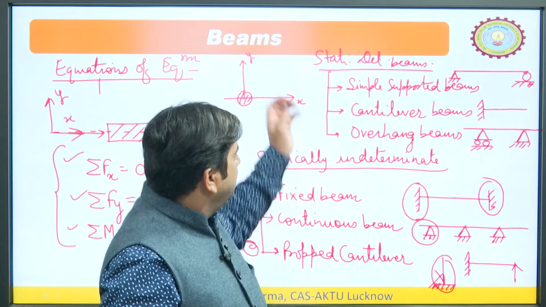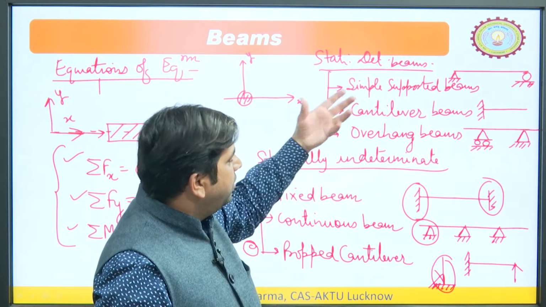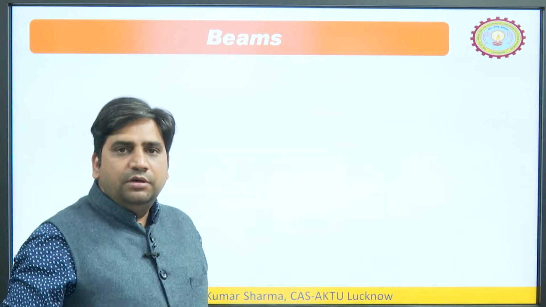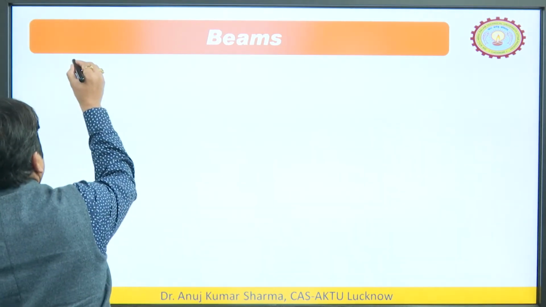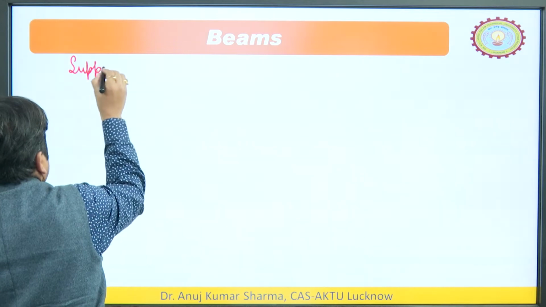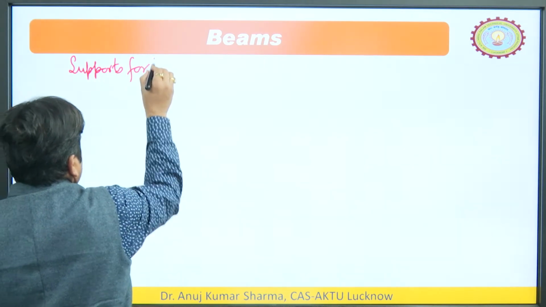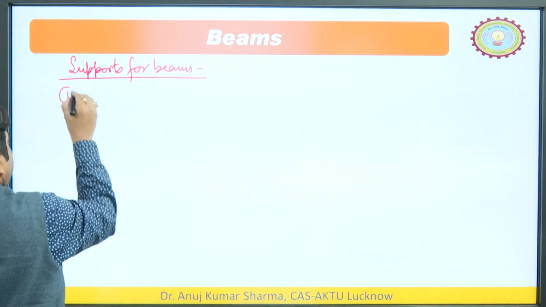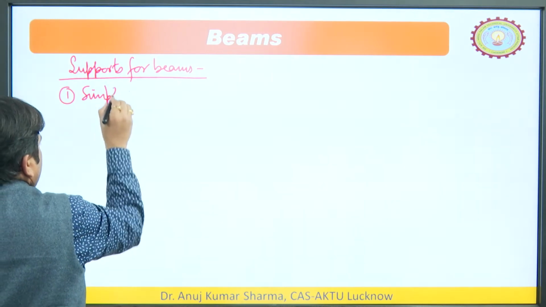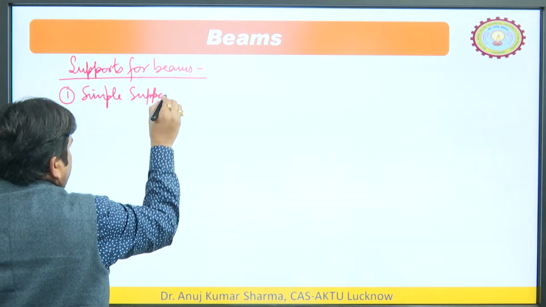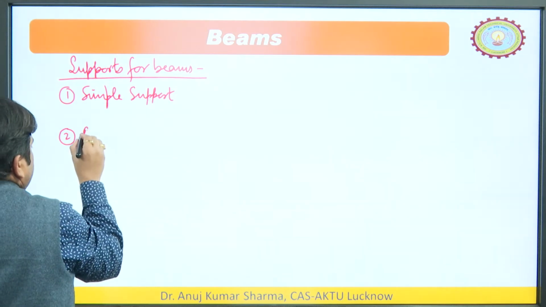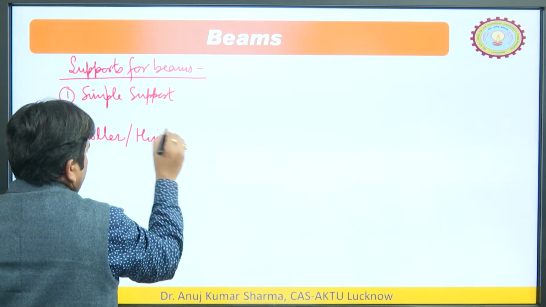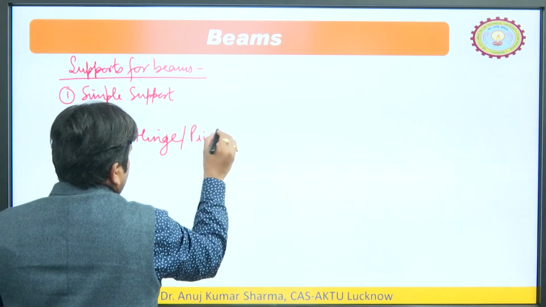Now, before going to solve any numerical problem or to draw the free body diagram of these beams, first we should understand how many types of supports are there. So, supports for beams. There are 4 types of support. First is the simple support. I will try to explain this. Second is the roller support, or sometimes it is known as the hinge, or sometimes it is known as the pin joint.